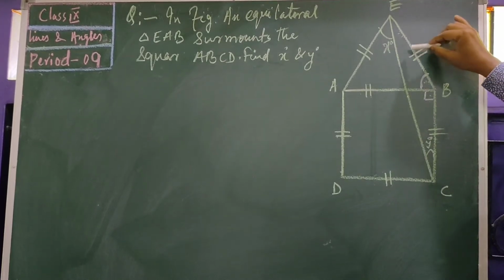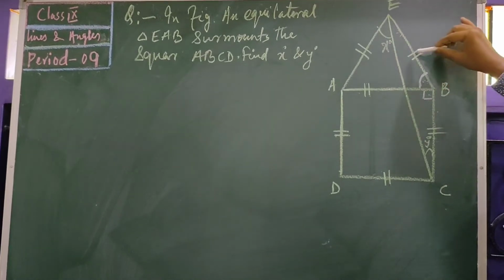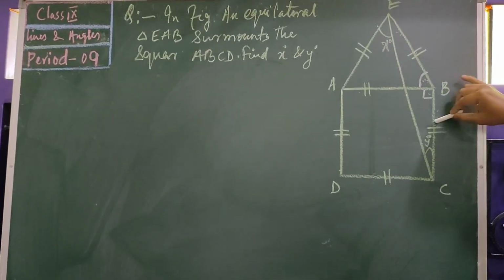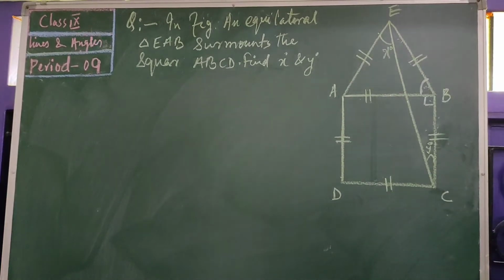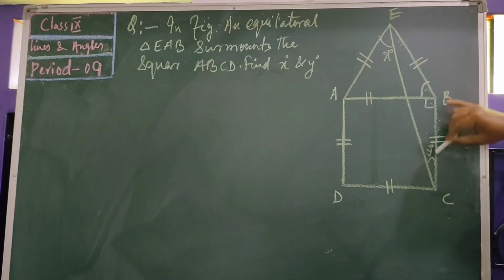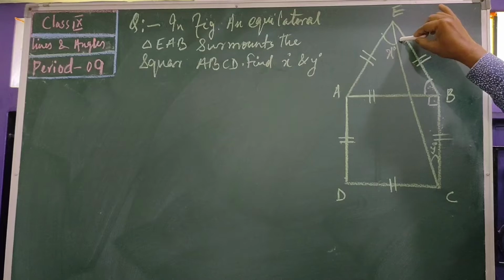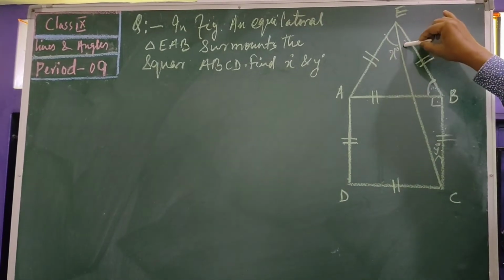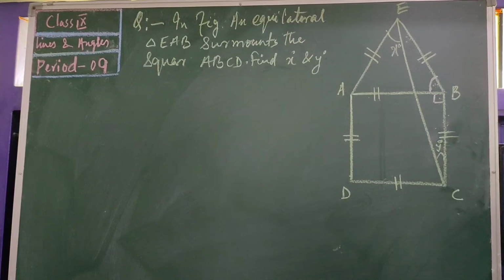At this moment, since this one is an equilateral triangle surmounted on the square, that means these two sides also will be equal, and the triangle BEC is an isosceles triangle, and in an isosceles triangle these two angles must be equal. If this one is given as y, this one will also be y. If you add y and y, you will get 2y. 2y equals 30 degree. That means y equals 15 degree.